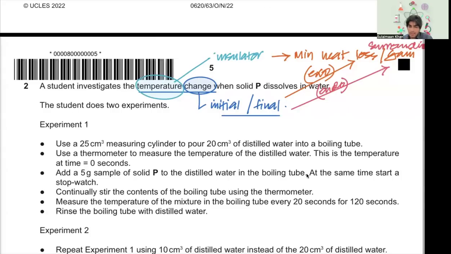Yes, you are right, Zuhair. It's going to melt. A polystyrene cup will melt if there's a very high temperature.